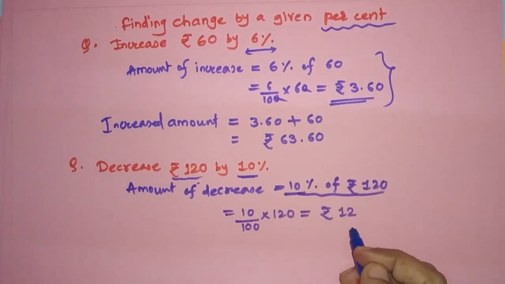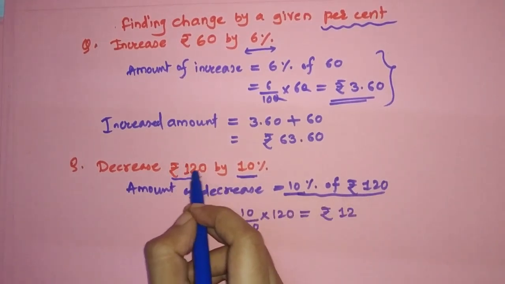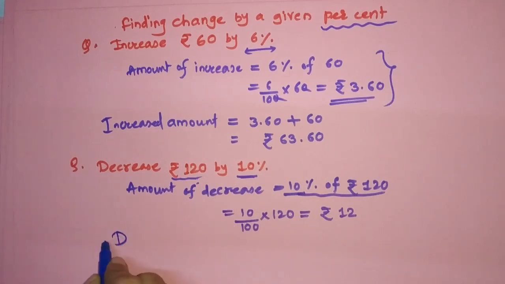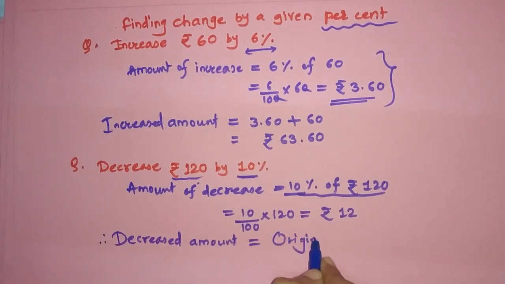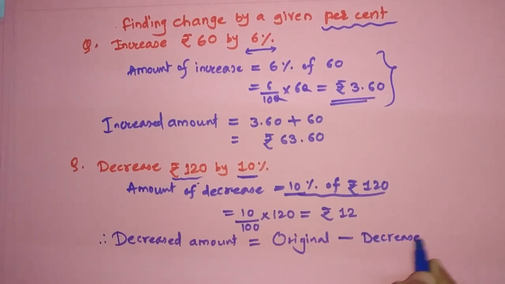Now this decrease amount you need to subtract from the original one. So therefore you will get the decreased amount. Decreased amount is equal to, you can write, original amount minus this decrease. So the original was 120 and now you need to decrease it by 10%, which is nothing but 12. So directly you'll get rupees 108.